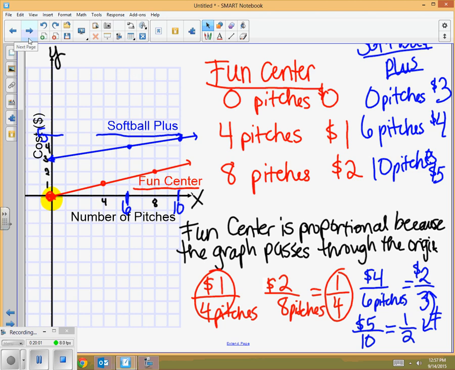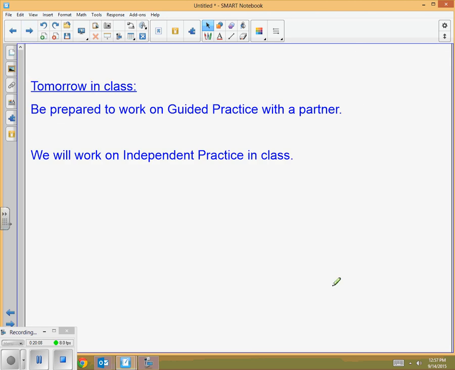Okay, if you have any questions about example 3, please write them down and we'll go over it in class tomorrow. So in class, be prepared to work on the guided practice with a partner, and then we will work on the independent practice tomorrow in class.